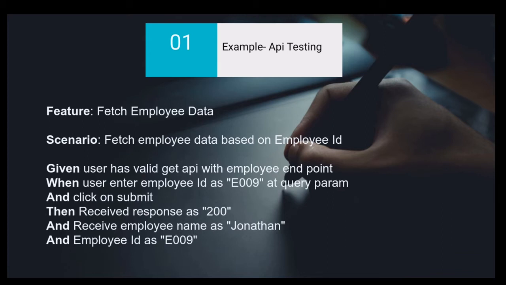Now my first scenario. There might be chances that I have 10 or 12 scenarios for this particular feature. Based on my requirement, I will create different scenarios. My first scenario will be fetch employee data based on employee ID. We could also fetch employee details based on department, name, address, or job title. There can be numerous scenarios, so I just picked one.